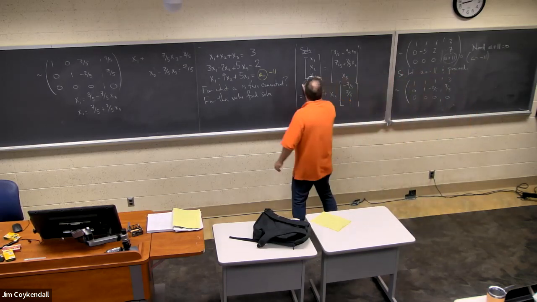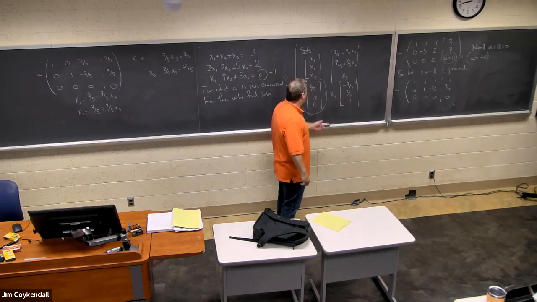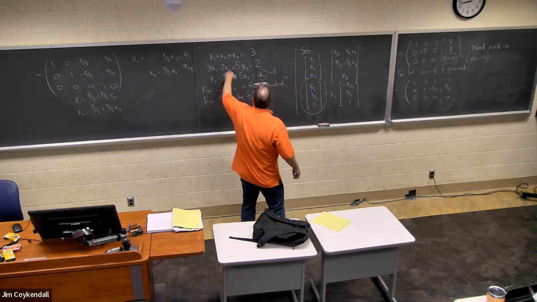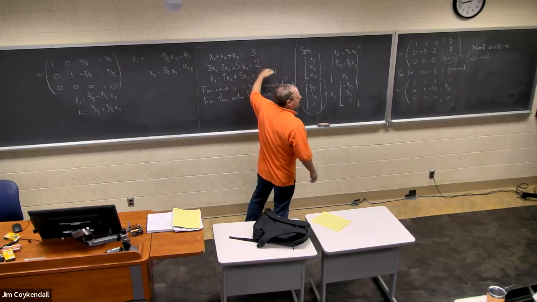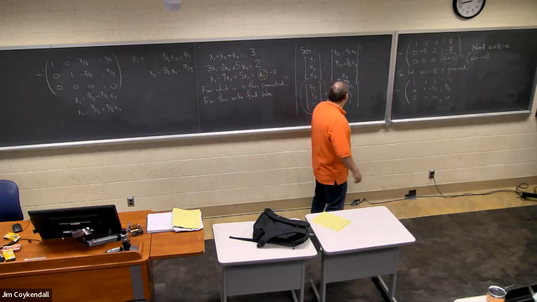This is, in my remark, what I call the particular solution. If you plug in 8 fifths and 7 fifths and 0, you should get a solution to this system. Right? For example, 8 fifths plus 7 fifths is 15 fifths, which is 3. Check it, it will work.